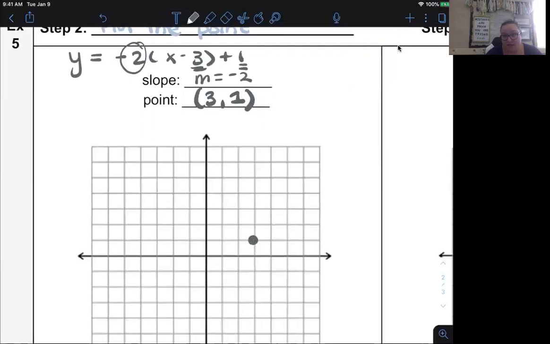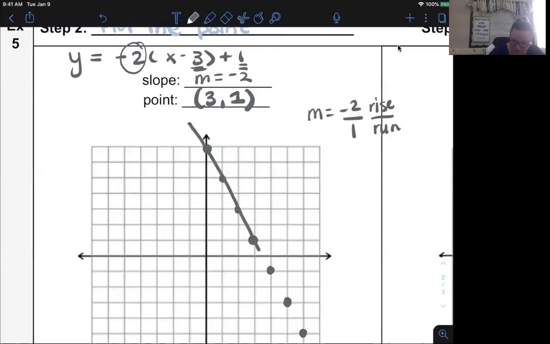The third step is to use your slope to find other points on the graph. So our slope is negative 2. Negative 2 is technically over 1. So our rise, or in this case our fall, is negative 2, and our run is 1. So we're going to fall 2, run 1. Fall 2, run 1. And then in the opposite direction, we would go up 2, left 1.